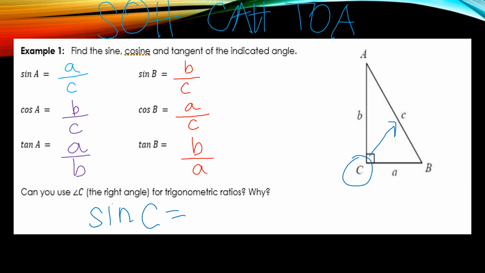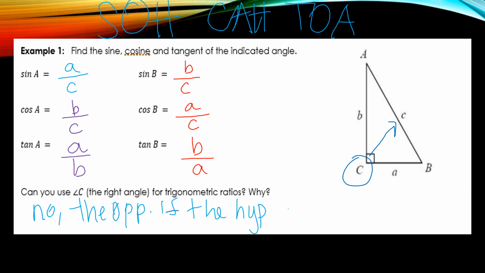So you will never do trigonometric ratios from your 90-degree angle. It will be from one of the non-90-degree angles, so one of the acute angles. So can you use angle C for trigonometric ratios? No. And there's a couple different ways that you could explain it, but you could say the opposite is the hypotenuse. I'm just going to kind of abbreviate for space. And there are two adjacent legs.